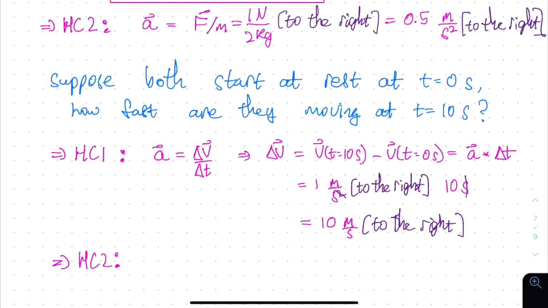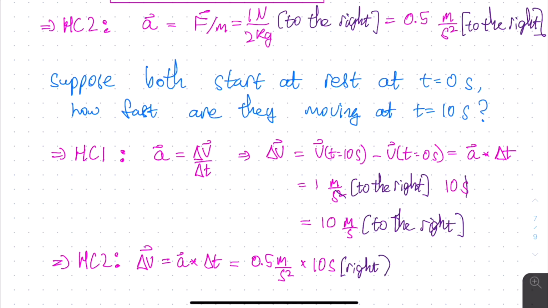Following the same steps for hovercraft 2, delta v is going to be acceleration times delta t, plugging in the acceleration of a half meter per second squared and delta t of 10 seconds, and again to the right, we get that delta v is 5 meters per second to the right. Comparing these two results, we see that the heavier hovercraft 2 is accelerating slower, and therefore after 10 seconds of acceleration, it is also moving slower than hovercraft 1, 10 meters per second as compared to 5 meters per second.